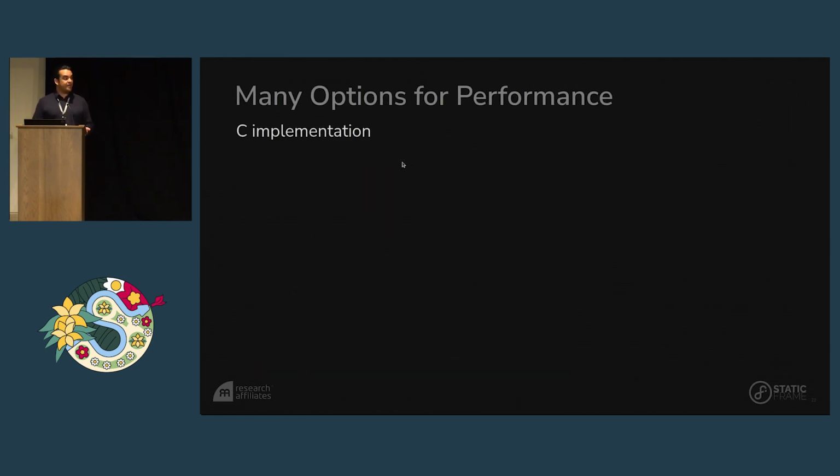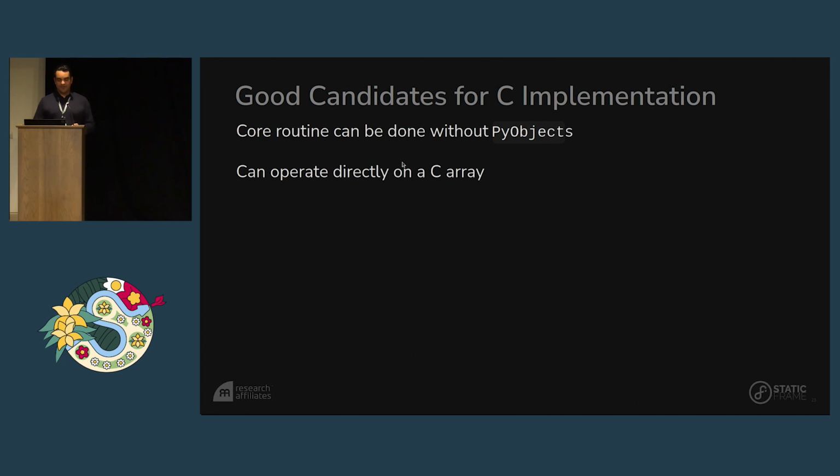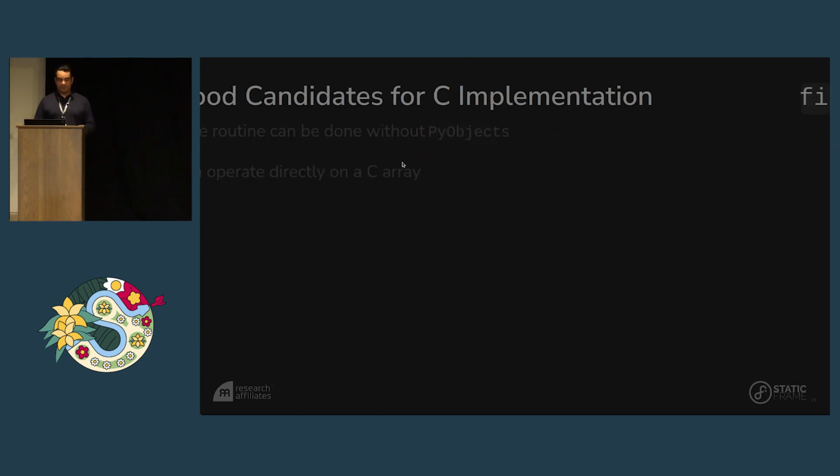So in Python, there's many options for improving our performance of routines. We can look to a C implementation, we can use Python numba, we can use Rust via PyO3, we can use GPU libraries. For this study, I'm going to focus on a C implementation. Now, what makes a good opportunity for improving performance with a C implementation? Well, the key thing is that the core routine has to be done without PyObjects. If we're using PyObjects in C, we're not really going to get better performance, and I'll show you that a bit later. Even better, if we can operate directly on a C array, we have a very easy way to go back and forth between Python because we can always wrap that array within NumPy or pull it from a NumPy array.